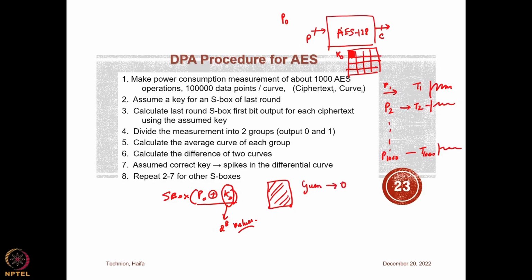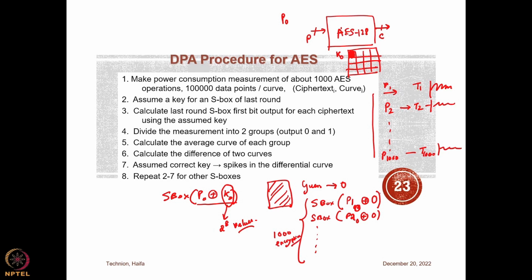So now, for all these 1,000 encryptions, I calculate the SBox of the respective P1 0, XOR it with 0 because this is my guess. I calculate the SBox of P2 0, XOR it again with 0, and so on. I do this for all the 1,000 encryptions. Make sense?